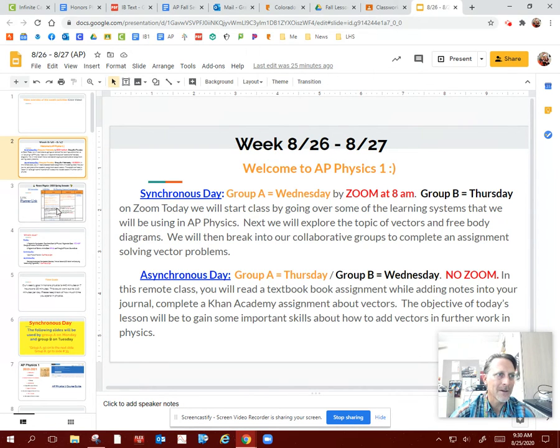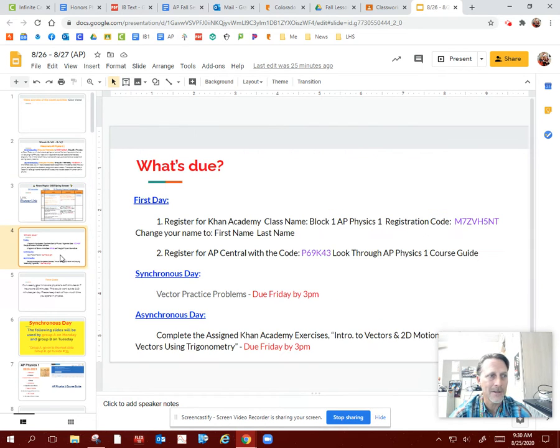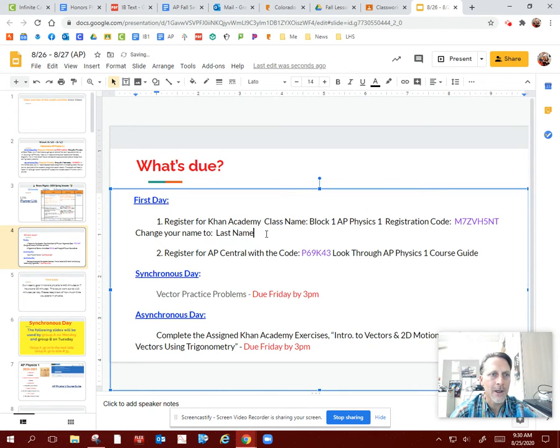So going through our schedule here, you've got your planner link. You can check that out for all the important links that you'll need. And as far as things to turn in today, one thing we are going to do today is register for Khan Academy. And as you register for Khan Academy, I want you to make sure that you get into our classroom. There is the code for the classroom right now. And you want to make sure to include your last name with a comma and then your first name as you get into there.